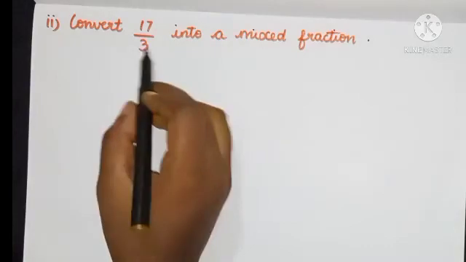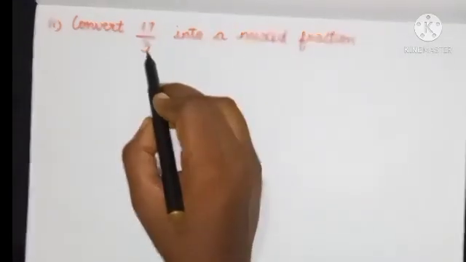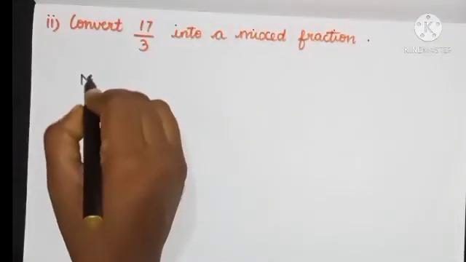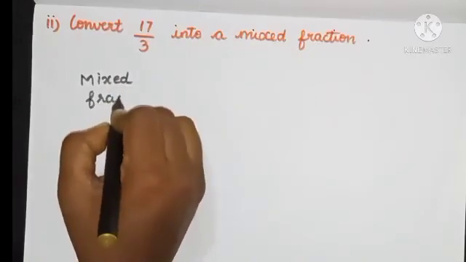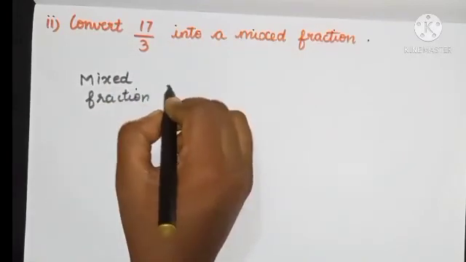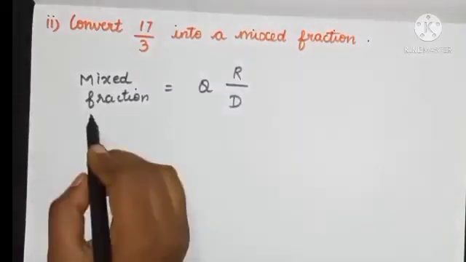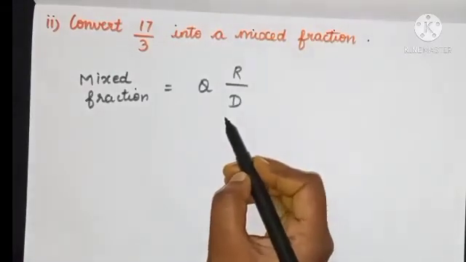Convert 17 by 3 into a mixed fraction. Now let's see how to convert an improper fraction into a mixed fraction. As we already know, a mixed fraction is in the form of quotient remainder by divisor.